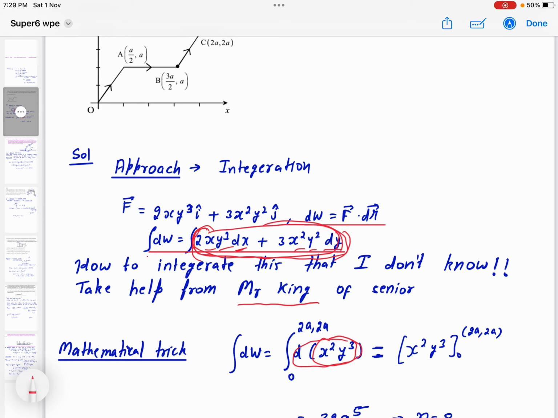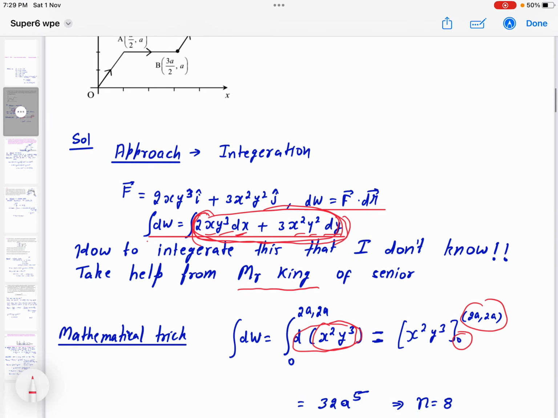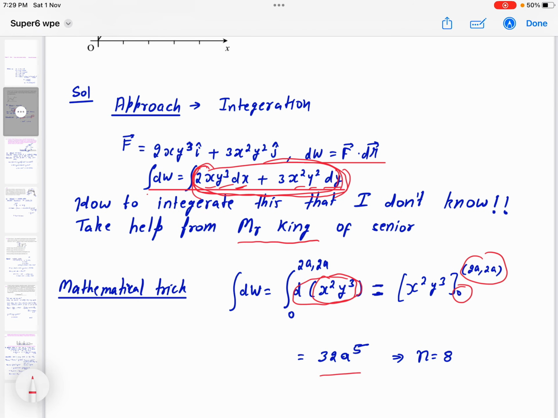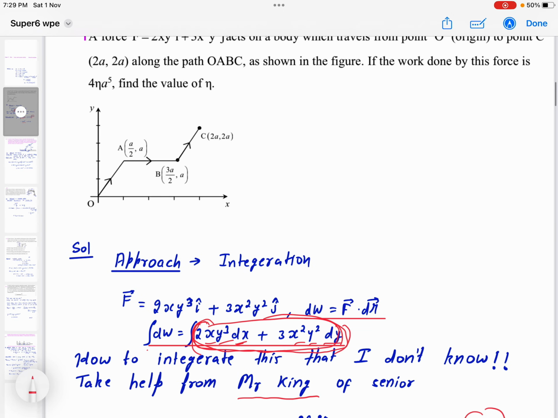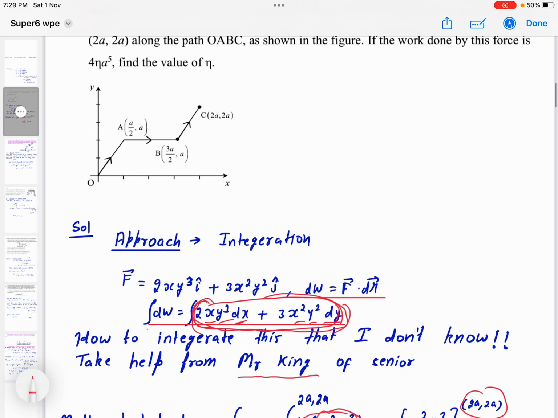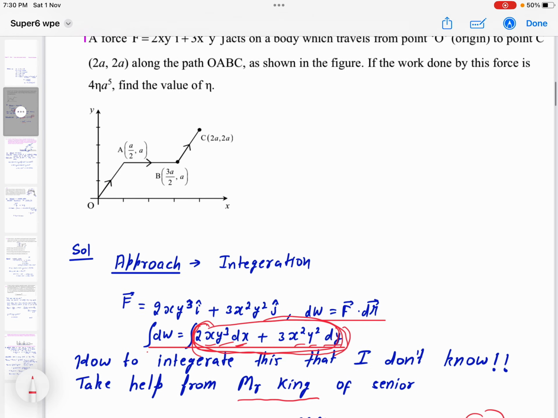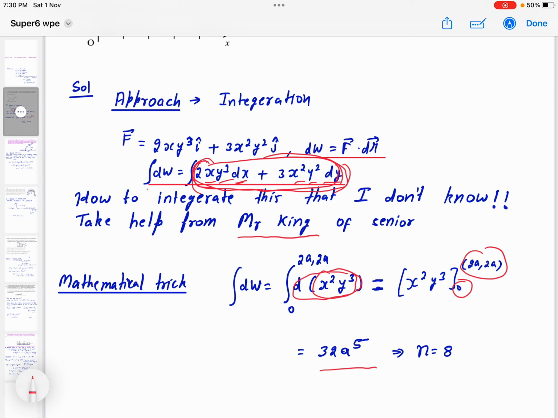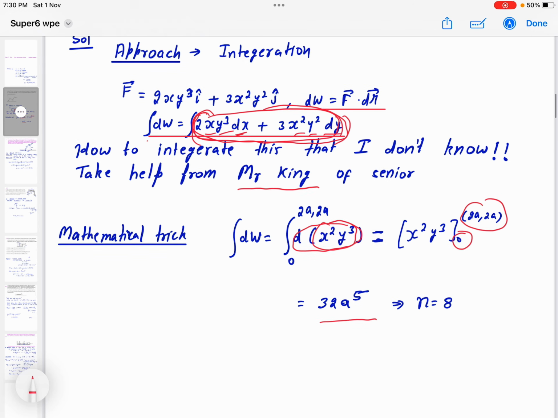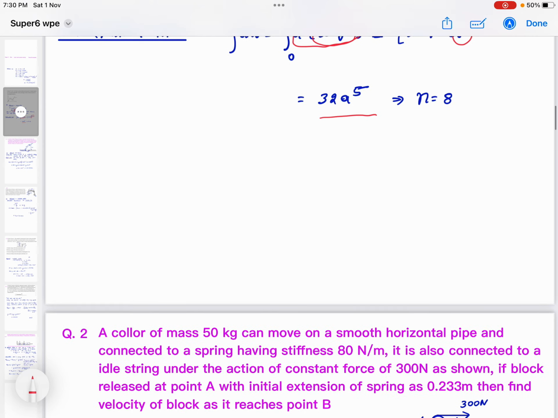Now differentiation and integration cancel out. So now we just need to put the values, initial value, final value, that's it, okay beti? So you are getting this answer 32a to the power 5, that is total work done. Comparing with the question, 4n a to the power 5, so here this n or eta is what we require. So your eta will become 8, because your answer is 32 a to the power 5. So please see this mathematical trick, very useful in many of the questions where we require integration. Okay, so now dear students, let's move to question number 2.